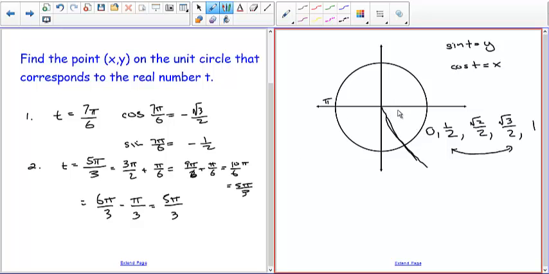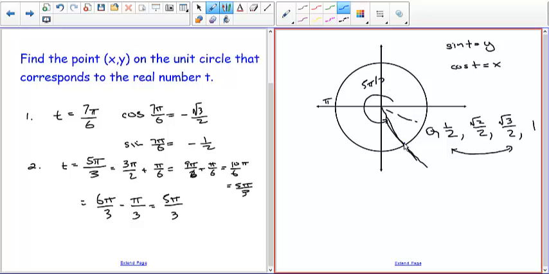So this would be, not pi, come back pi over 3. So this would be pi over 6 and pi over 3. So that's the angle right there. So that is 5 pi over 3. So we've got it drawn. That's the first step, to draw where the angle is.